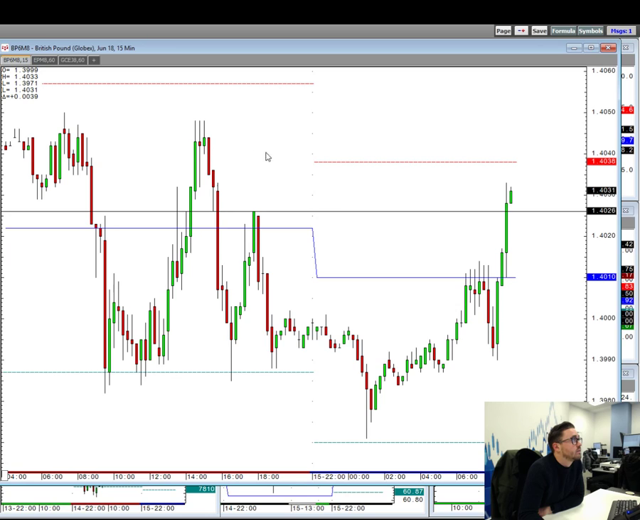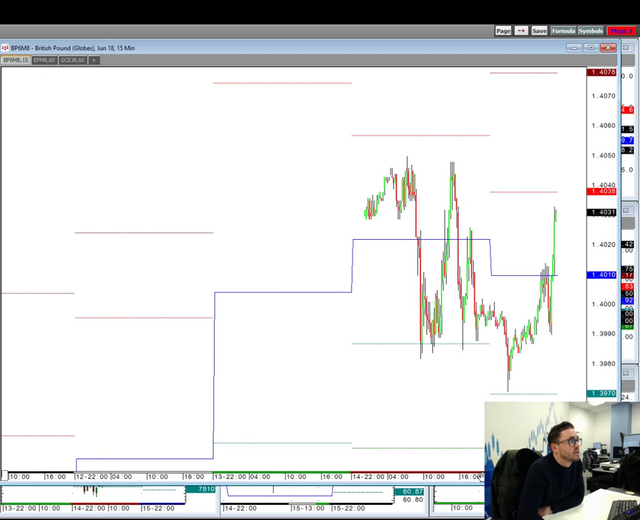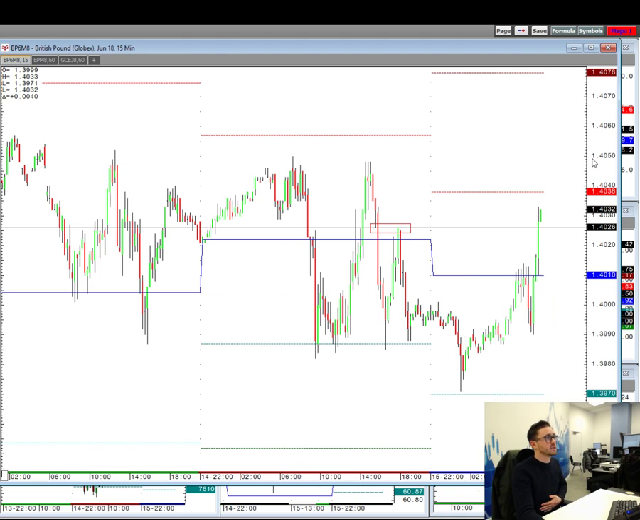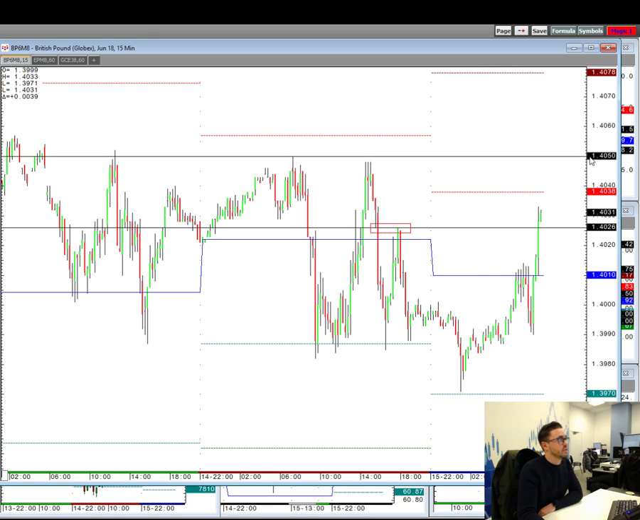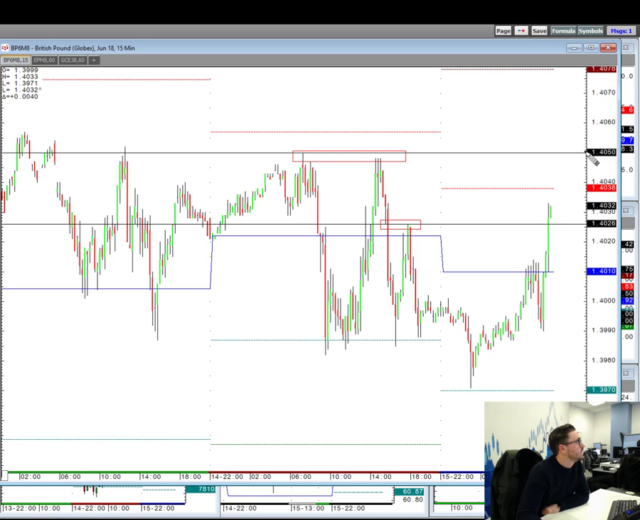Actually, what was quite a key area of support turned resistance late last trading session. And R1 is not too far away as well, a key level to the upside. Obviously you can see here on this 15-minute chart the high of yesterday, quite a clear level of resistance that I would keep in mind as well.